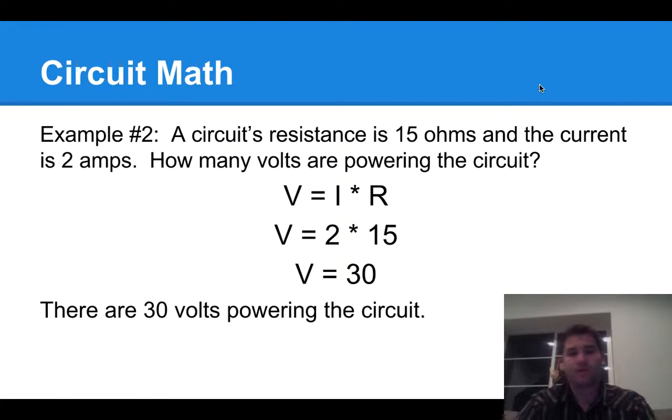Okay, we don't know how many volts, but we do know there is 2 amps of current and 15 ohms of resistance. So V equals 2 times 15, which is easy. No algebra required, just a little bit of simple mental math, and we get V equals 30. There are 30 volts powering the circuit.